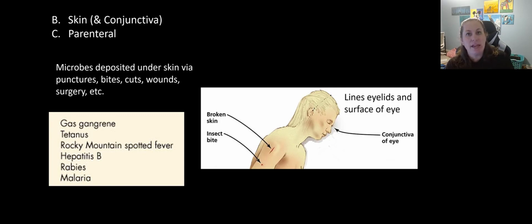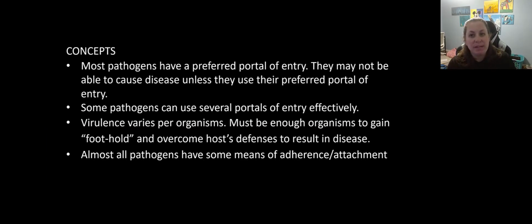So some examples that can get under your skin are gas gangrene, tetanus, Rocky Mountain spotted fever, hepatitis B, rabies, and malaria. Again, this isn't a full list, but it gives you an idea. So this brings us to some concepts we need to make sure we understand.